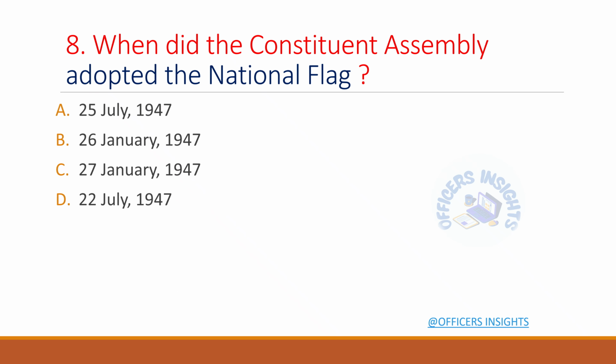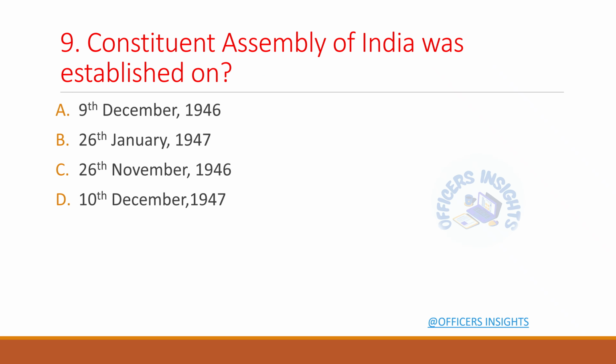B. N. Rao. When did the Constituent Assembly adopt the national flag? Correct answer is option D, 22nd July 1947. Constituent Assembly of India was established on. Correct answer is option A, 9th December 1946.